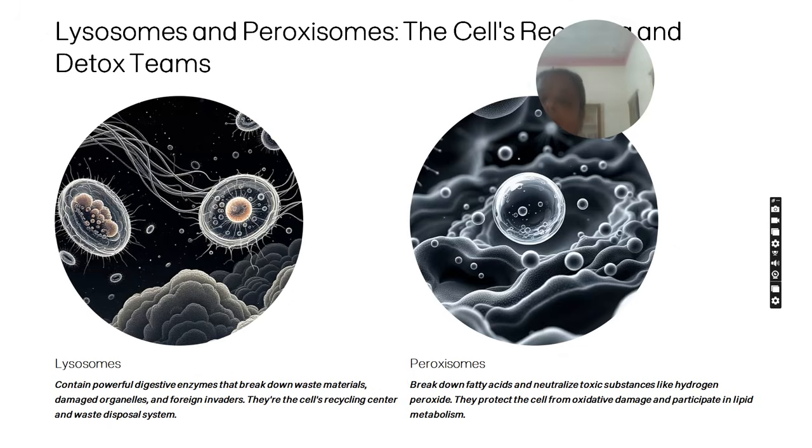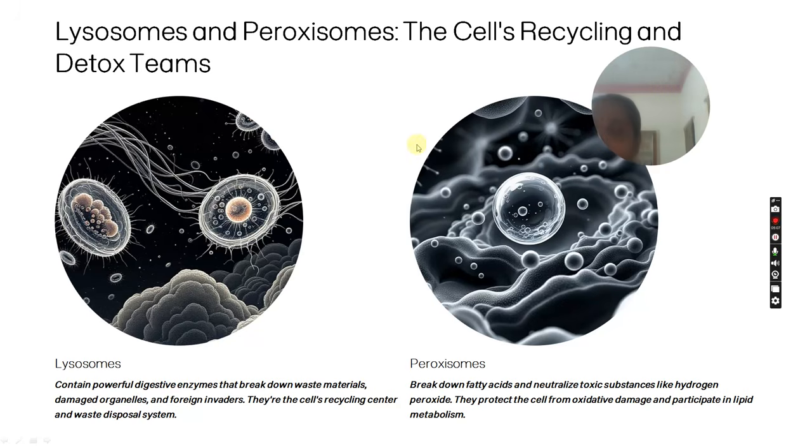Lysosomes and peroxisomes, the cell's response, recycling and detox teams. Lysosomes contain powerful digestive enzymes that break down waste materials, damaged organelles, and foreign invaders. They are the cell recycling center and waste disposal system. Peroxisomes break down fatty acids and neutralize toxic substances like hydrogen peroxide. They protect the cell from oxidative damage and participate in lipid metabolism.